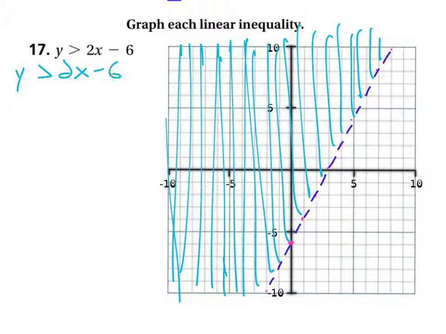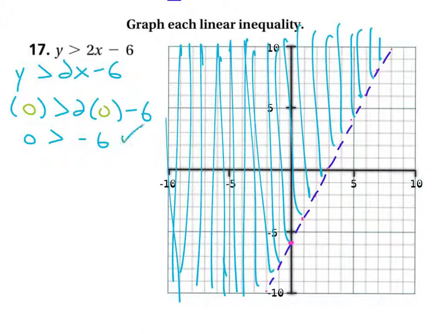So y is greater than 2x minus 6. And wherever we see x and y, we will put zeros in. 0 for y, 0 for x. And when we resolve that, we get 0 is greater than 2 times 0 is 0, 0 minus 6 is negative 6. So 0 is greater than negative 6. Check. That means that this point should be in the shaded region, and it is. And so we know we shaded the correct side of the line.